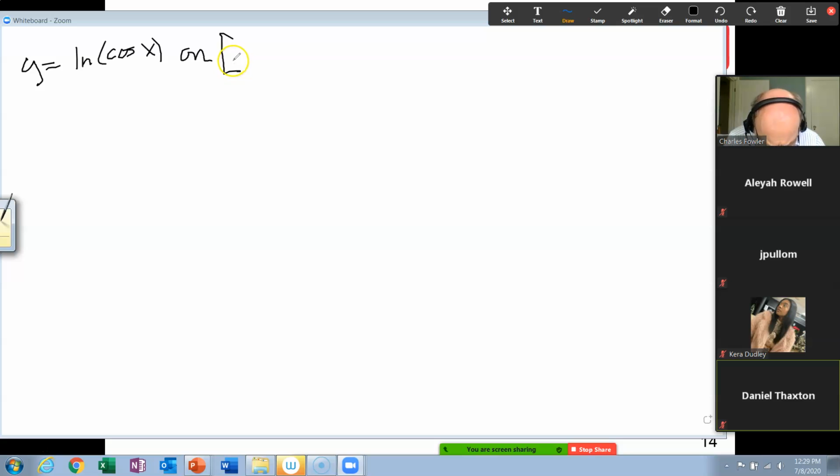And this is going from 0 to pi fourths. And cosine is positive everywhere in that interval. Okay? Cosine cannot be 0, it cannot be negative, otherwise you couldn't take a log of it. But from 0 to pi fourths, cosine is always positive.